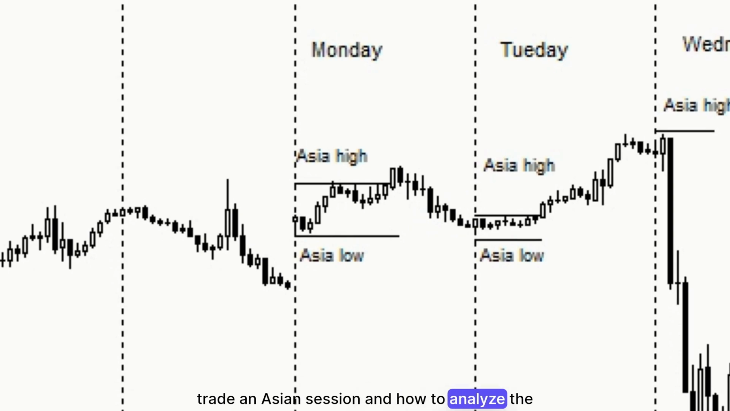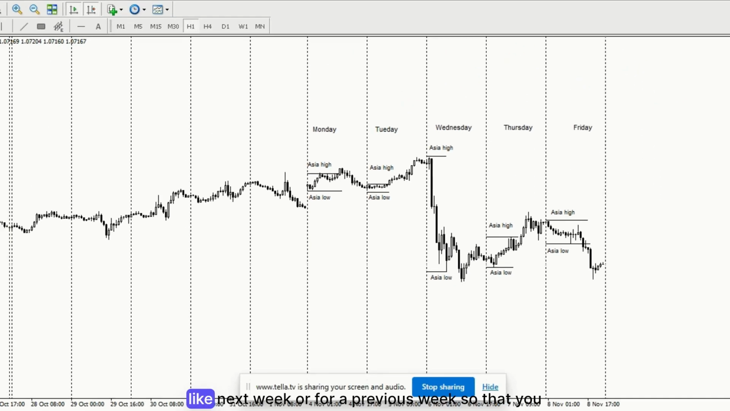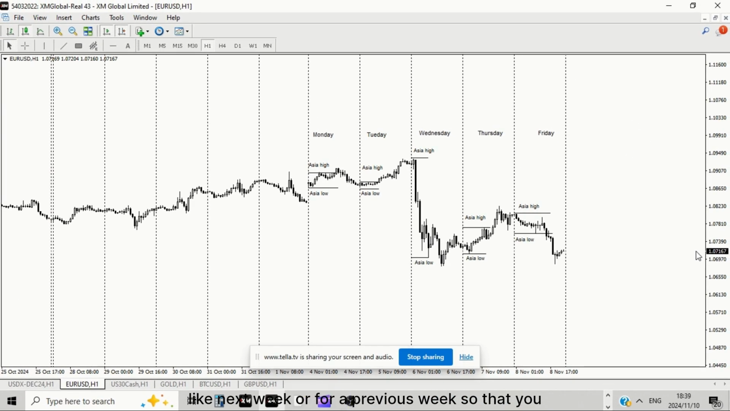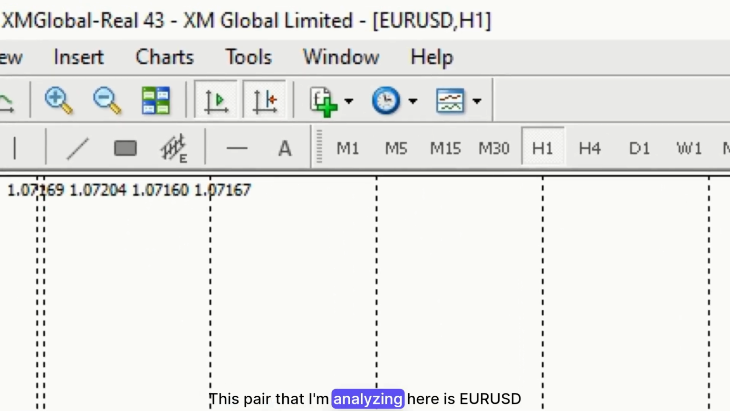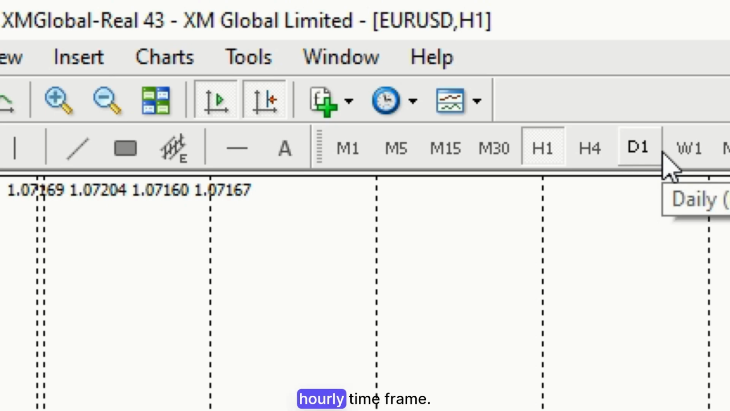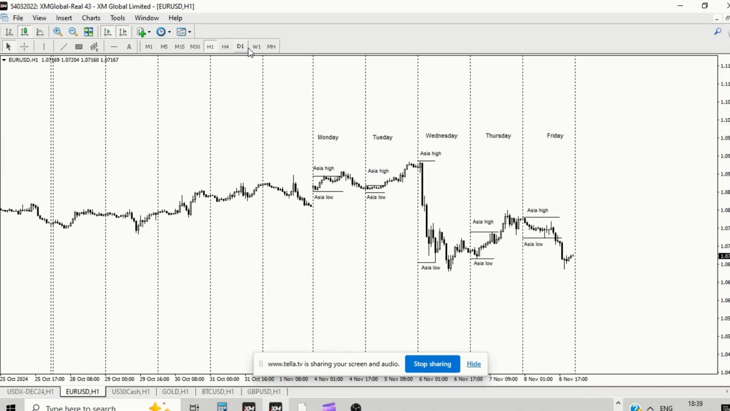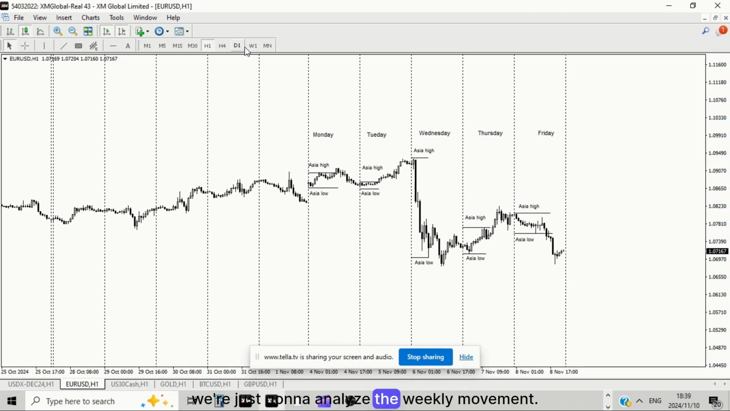I'll be teaching you how to trade an Asian session and how to analyze the market for next week or for a previous week, so that you can know where the market is going and make money on your trading journey. Understand? So let's go to Euro USD. This pair that I'm analyzing here is Euro USD hourly time frame, and we're just gonna analyze the weekly movement. We need the weekly movement.